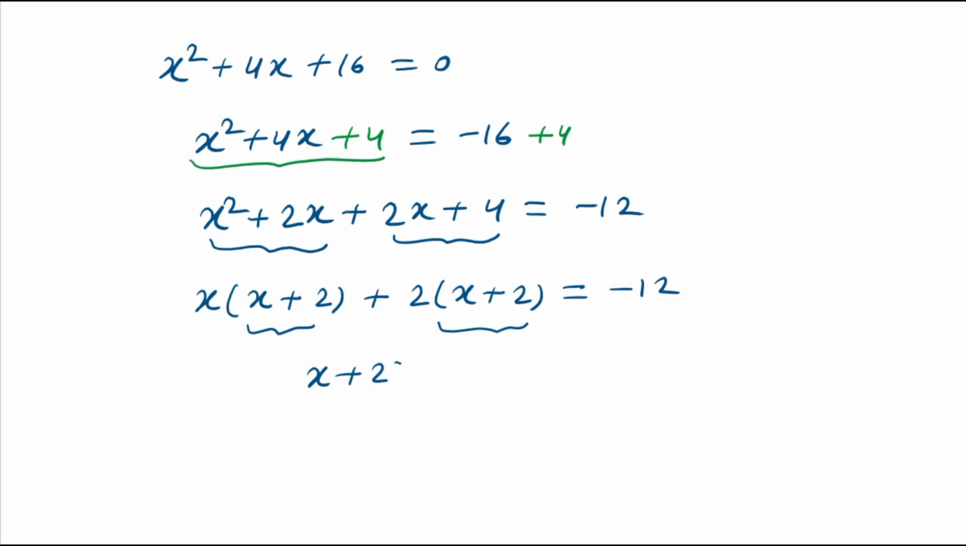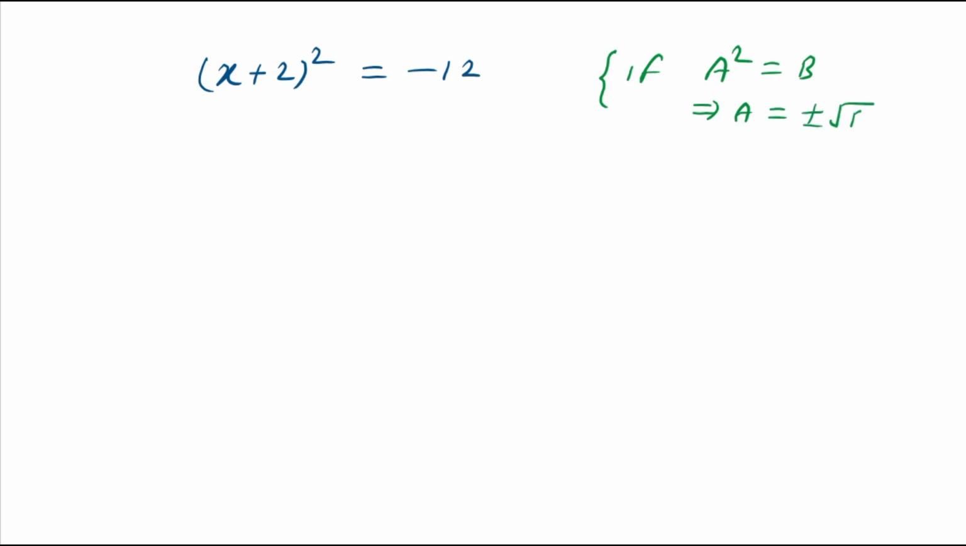If we take common x plus 2 on the left hand side, then you will get x plus 2 and x plus 2, and this is equals to minus 12. On the left hand side x plus 2 times x plus 2 is x plus 2 whole squared, and this is equals to minus 12. Now x plus 2 whole square is equals to minus 12. Now if we apply this rule, if a square is equals to b, this implies the value of a is equals to plus minus square root of b.